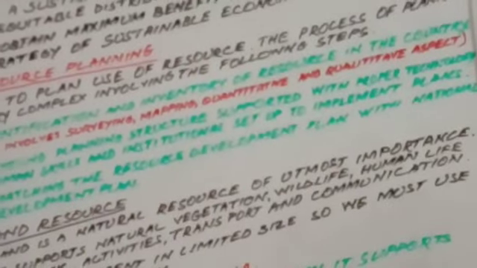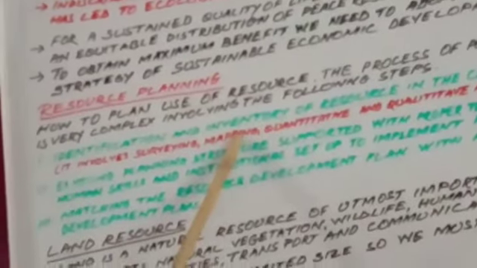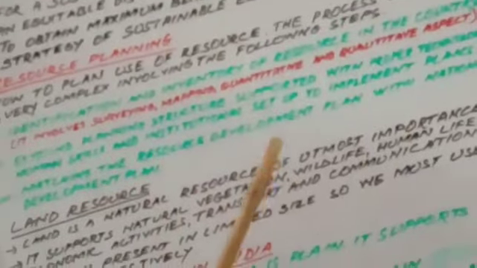First, we have to survey. Then we have to chalk out on a map which are the areas where, and how much, mineral is available, what is the quantity of the mineral available, and what is the quality of the mineral. So surveying, mapping, and the quantitative and qualitative aspects have to be seen.